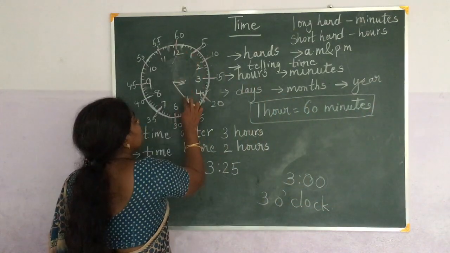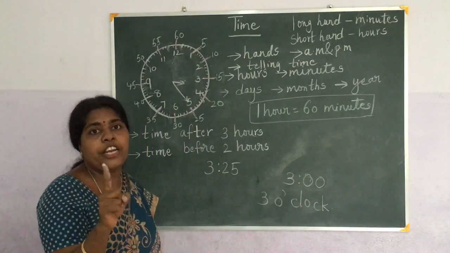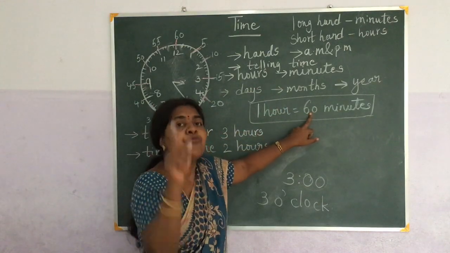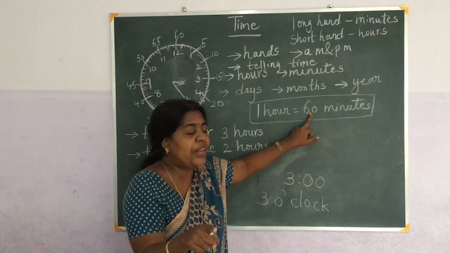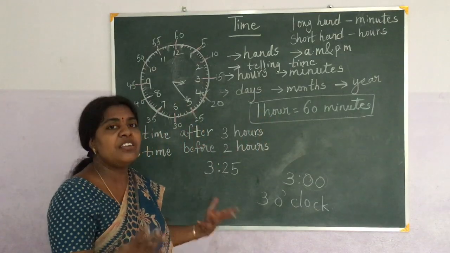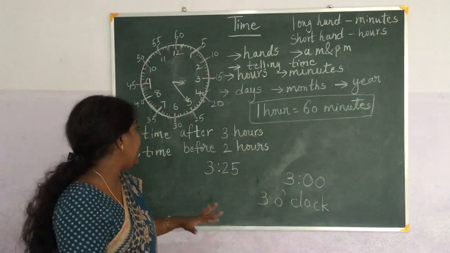So, the long hand goes like this. Completely it takes one rotation. So, if the long hand completes one rotation, it is 60 minutes. So, if the long hand completes 60 minutes, it is nothing but the time is 1 hour. 1 hour is completed. So, 1 hour, we get 60 minutes.